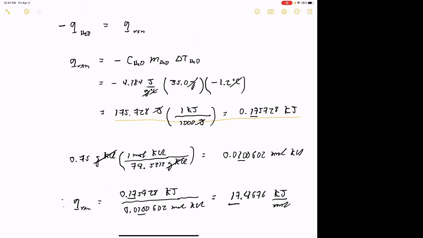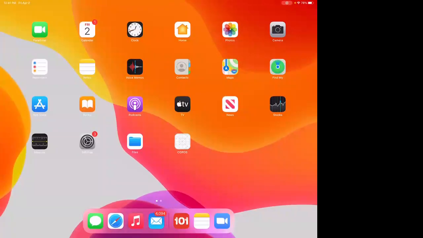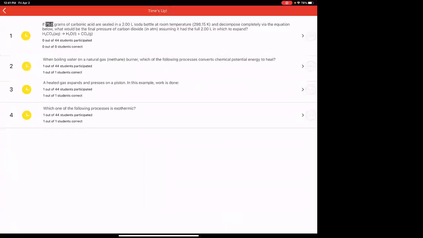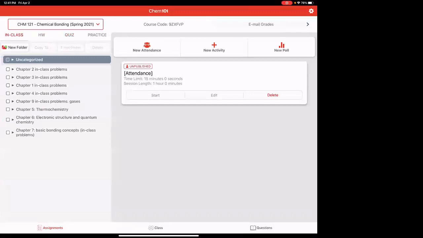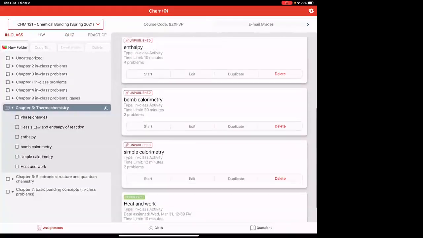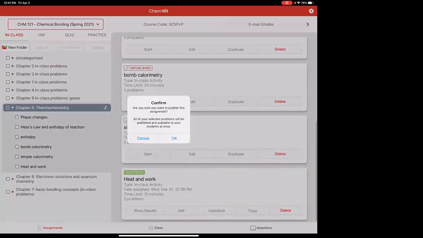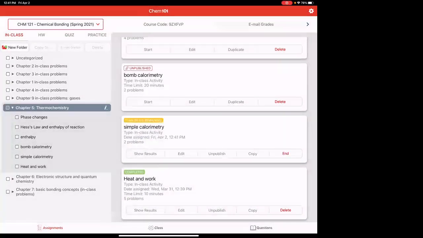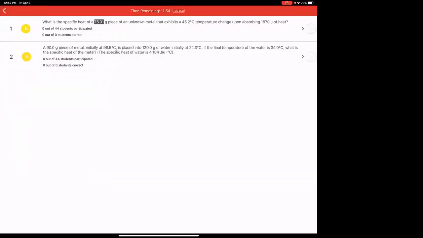All right, let's go to Chem 101 real quick, guys. And I got just a little bit of practice for us to do, just 2 problems. So simple calorimetry, let's start it. And we're good to go. So it's really just a simple specific heat kind of problem, and then just a little calorimetry problem that we worked here. So see how far you get in the next few minutes.